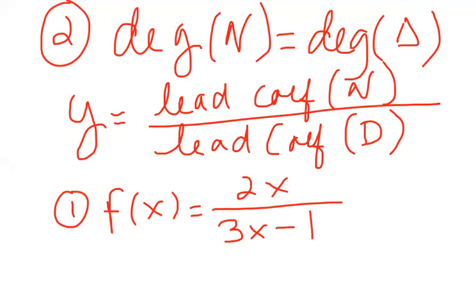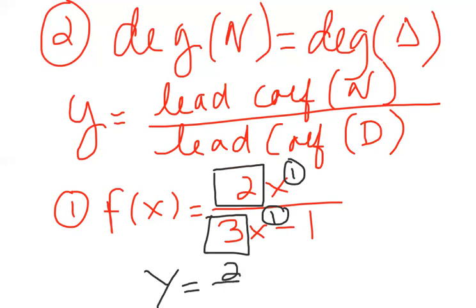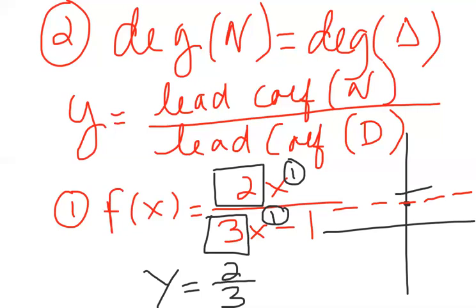The degree in the numerator is 1. The degree in the denominator is 1. They're equal to each other. So then, guys, my horizontal asymptote is going to be the leading coefficient in the numerator, 2, over the leading coefficient in the denominator. So my equation would be y equals 2 over 3. In other words, when I graph this function right here, I'm going to go to y equals 2/3, which is about here. And I am going to have a horizontal asymptote right here at y equals 2/3.